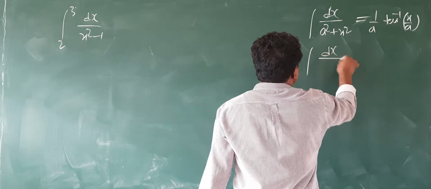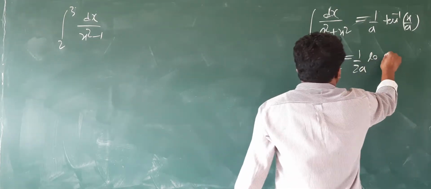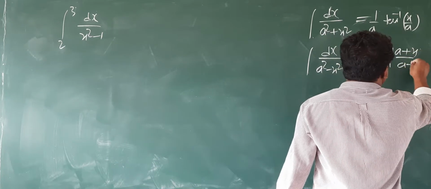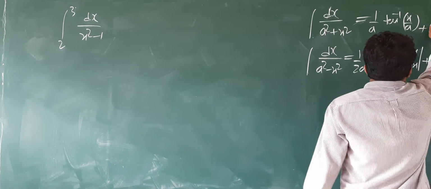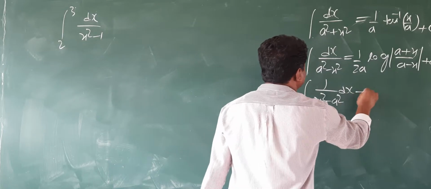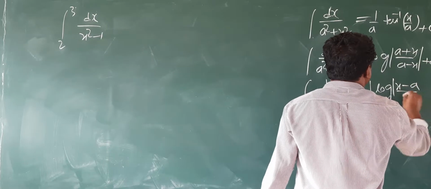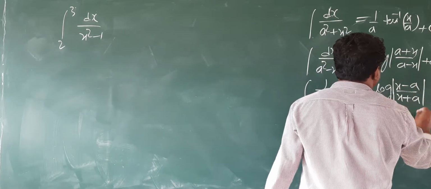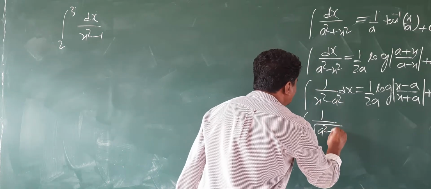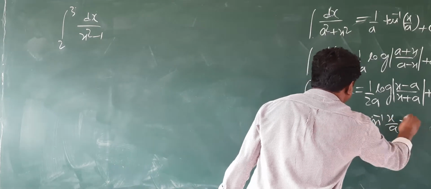Next, dx by a square minus x square is 1 by 2a log mod of a plus x by a minus x, plus c. One more, 1 by x square minus a square into dx is 1 by 2a log x minus a by x plus a, plus c. Next, 1 by root a square minus x square into dx is sin inverse x by a plus c.